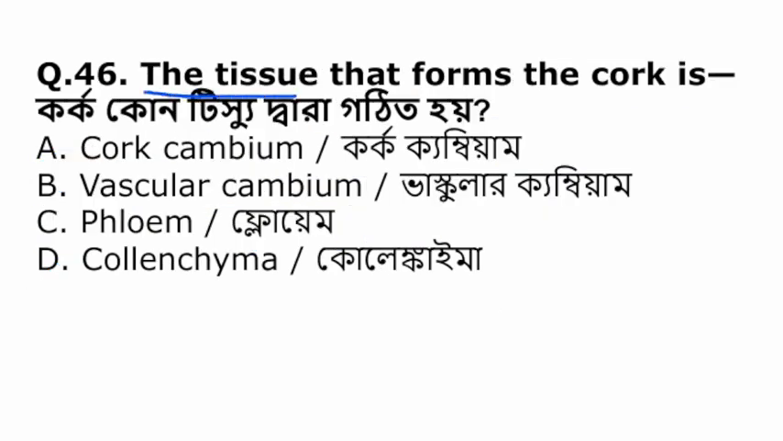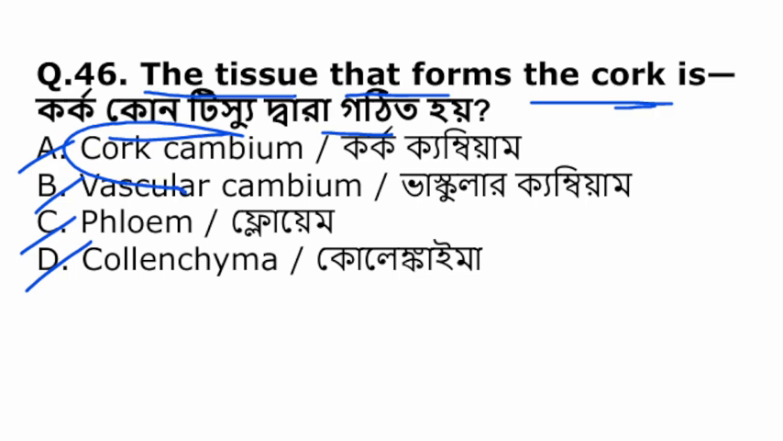Which tissue forms the cork? Cork cambium, vascular cambium, phloem, collenchyma. The cork is formed mainly by the cork cambium.